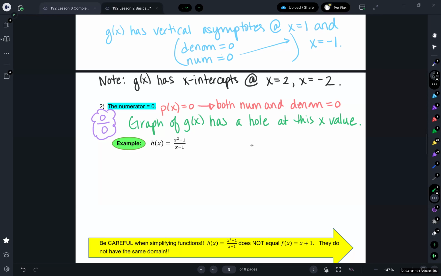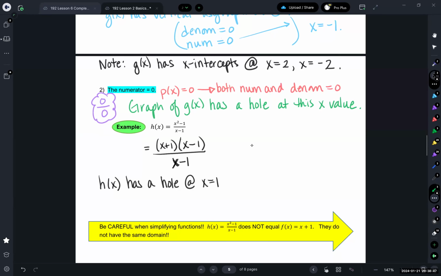So here's an example. H of x is x squared minus 1. We're going to do the same thing. We're just going to go ahead and factor the top and factor the bottom, simply for the sake of looking at what values make the numerator 0, and what values make the denominator 0. And you can see the denominator will be 0 at x equals 1. But if I plug that into the top, I also get 0. So our conclusion here is that h of x has a hole at x equals 1.